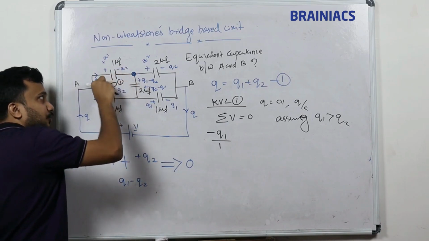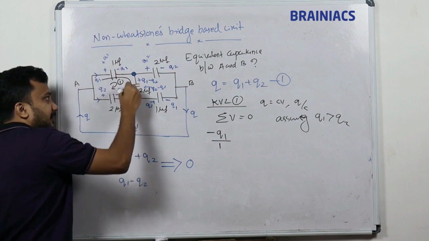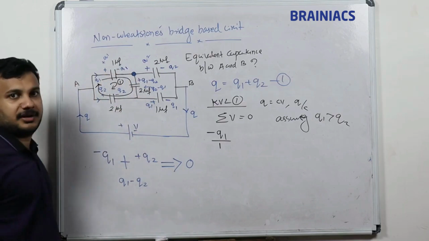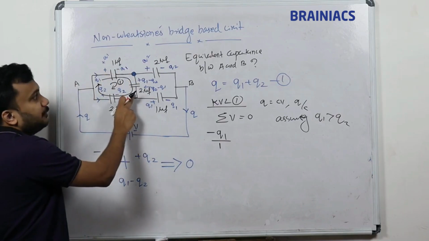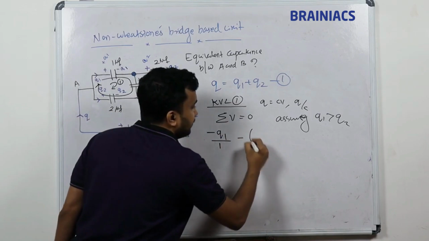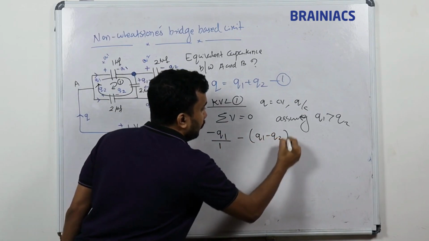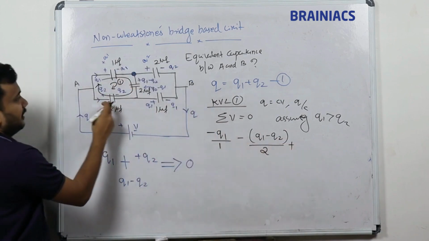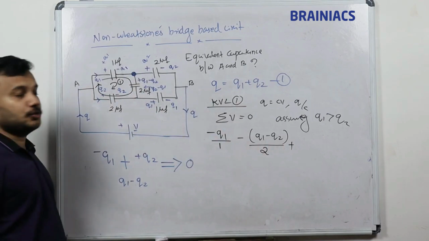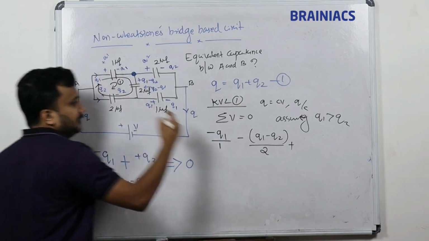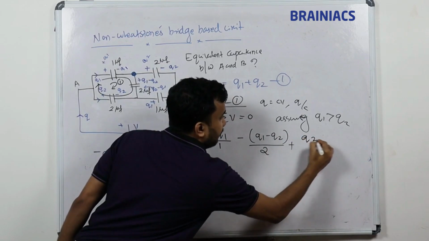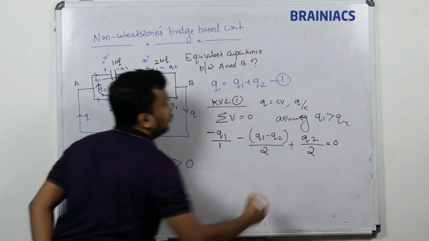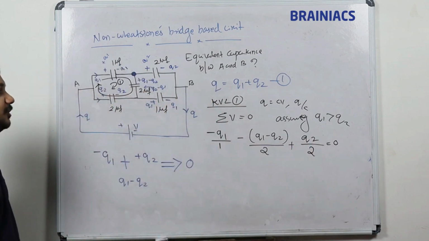So this part is over. Now I am traveling like this, going from positive to negative for the second plate. That means minus (Q1 minus Q2) whole divided by its capacitance value 2. Then again here I am going from minus to plus, so it is positive, increasing: Q2 divided by its capacitance value 2. Total voltage is equal to 0.